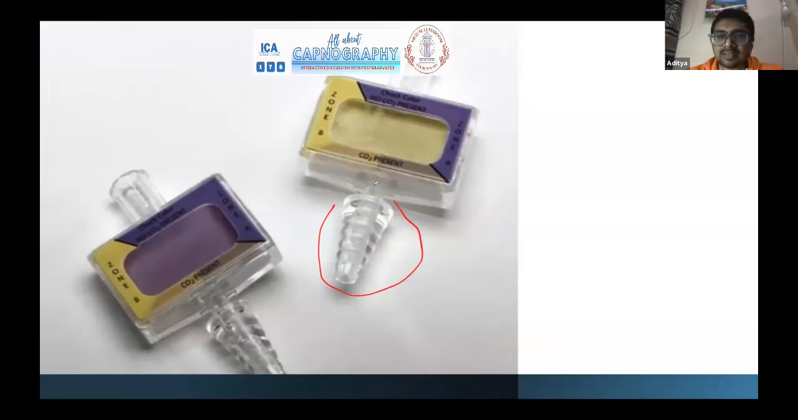So is this used for PCT, percutaneous tracheostomy sets? No.